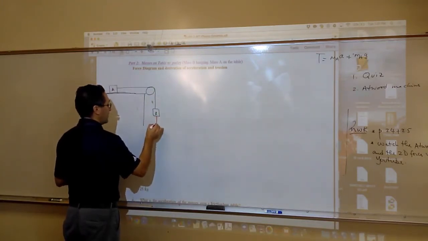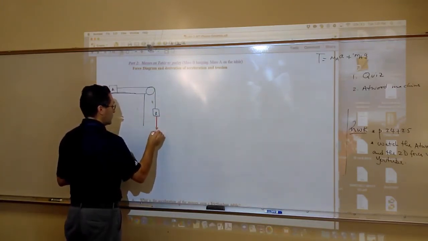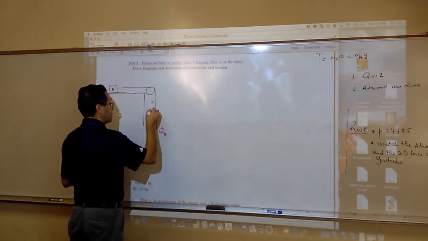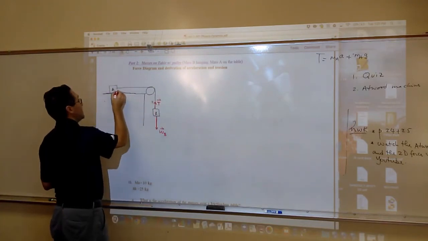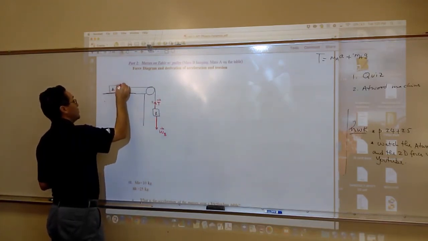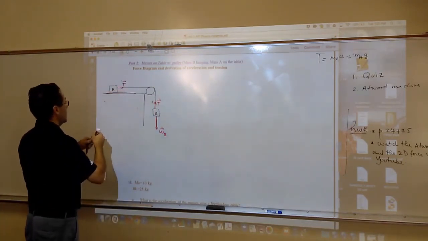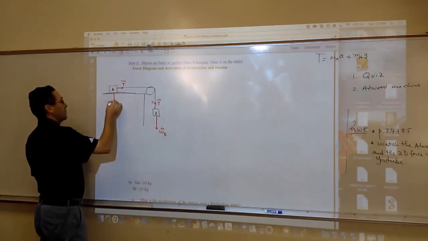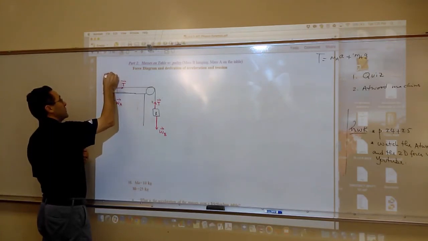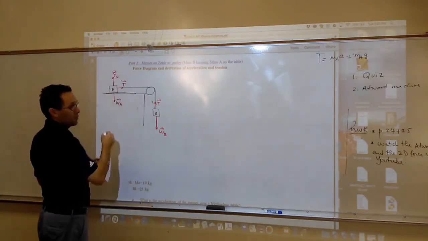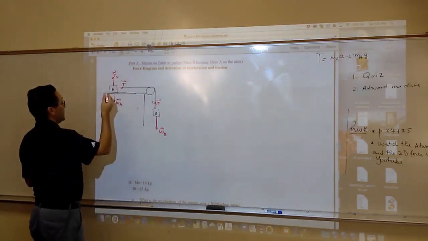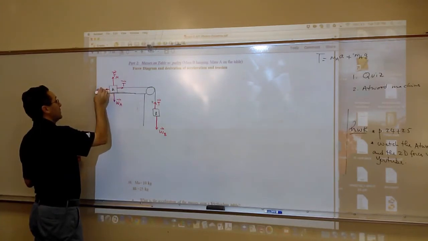For B, you're going to have WB going this way. T is going to be smaller because you're accelerating down that way. This is the tension, the same tension pulling A. You also have the weight of A, and you have the normal force on A. Now the normal force and the WA should be equal because those are the only two forces acting vertically. And let's just say there is some friction.